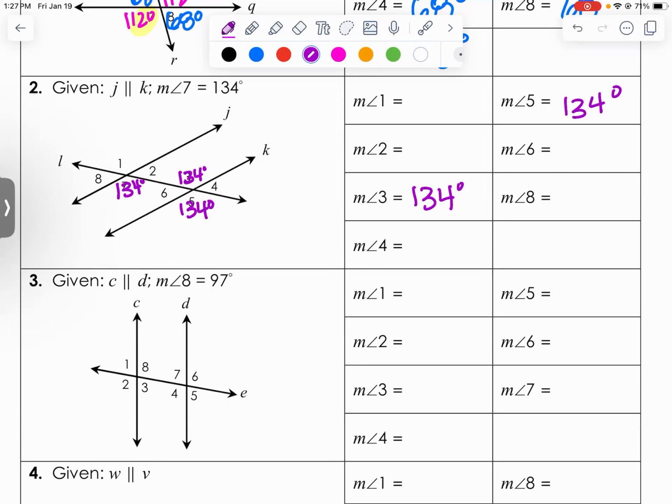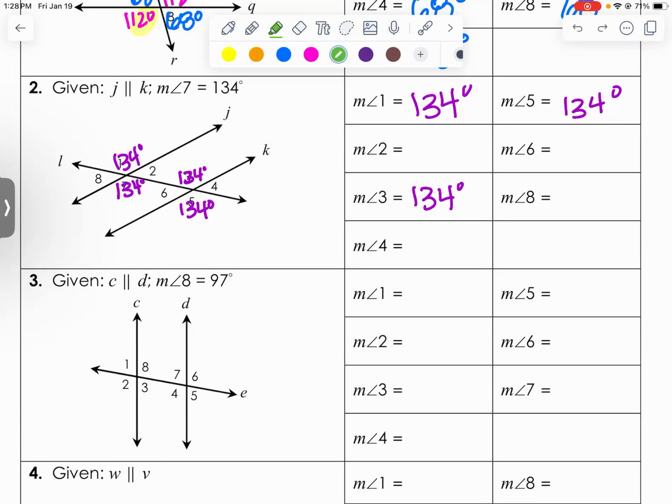What's another one that's 134? Angle 1. We know that angle 5 and angle 1 are alternate exterior angles, so they have to be the same. Hold on, wait. So which ones are all 134? I got it. Okay.